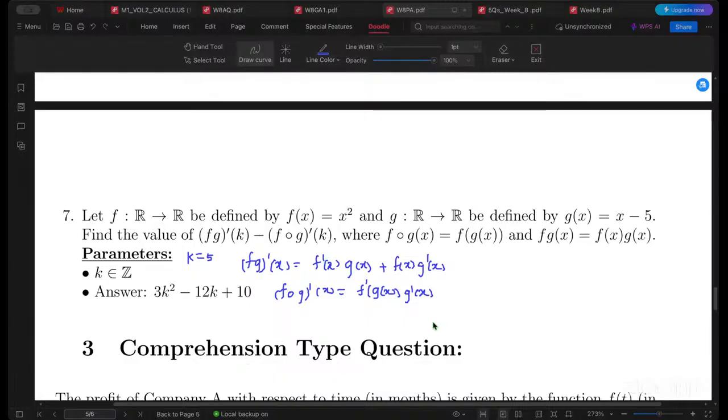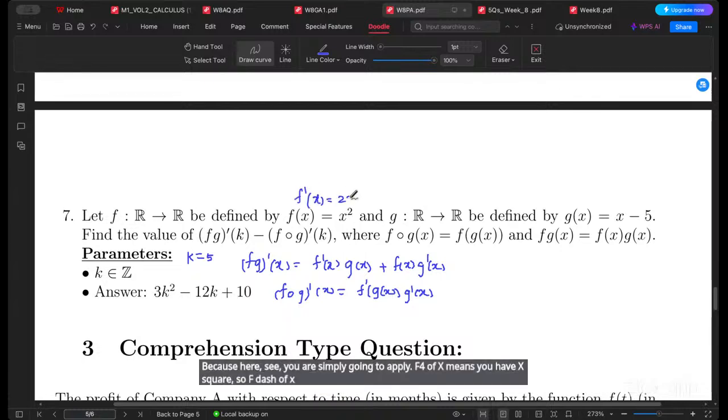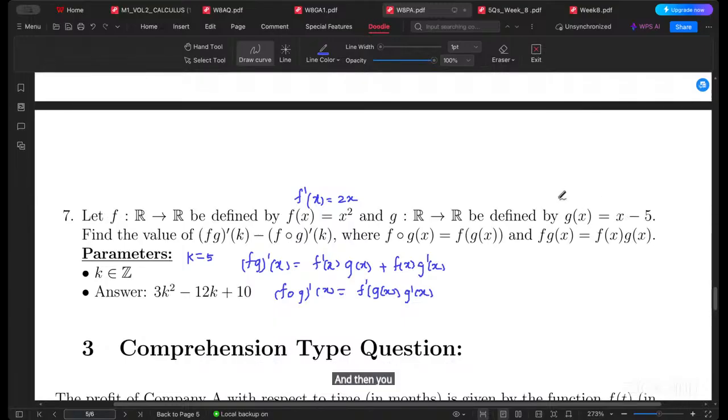Yes, ma'am, we'll try. Because you are simply going to apply f of x, which means you have x squared. So f'(x) you will find which is 2x. And then you have g of x. So you will find g'(x) which is simply 1. And then you have to substitute x is equal to 5 in this formula here. That's all. Got it? Okay. Yes, ma'am. I recommend you to try this yourself because I have given almost all the basic steps. You just have to plug in the values here and substitute.